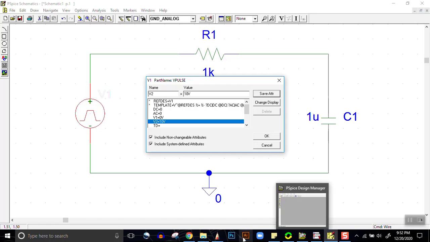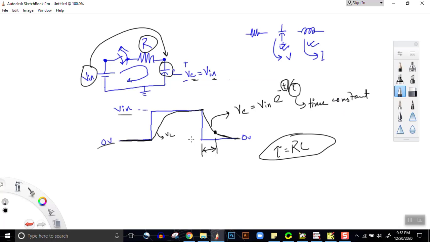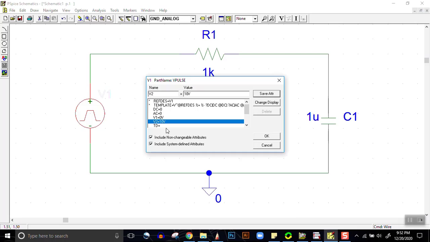The next thing is time delay. TD means time delay. What does time delay mean? Time delay means that you're getting rectangular pulses. That is, from a V pulse you'll get pulses like this. So the time delay means after how much time the pulse starts occurring. So this time over here is our TD, time delay. We want the pulse to occur right at the beginning, so we place TD equal to 0.